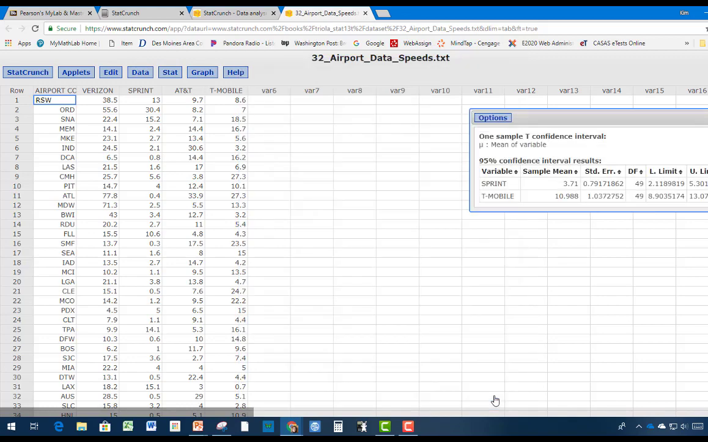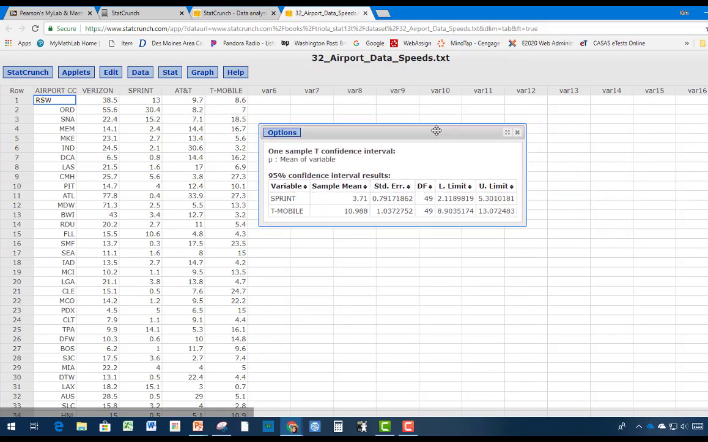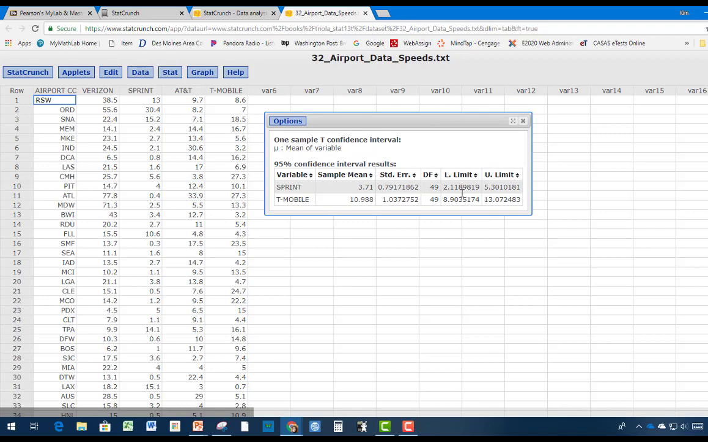So we're going to do compute. So here we go. So we've got our intervals. And so you can see that Sprint goes from 2 to 5, where T-Mobile goes from 8 to 13. So what happens with this is T-Mobile appears to have a mean speed that's higher than the mean for Sprint.